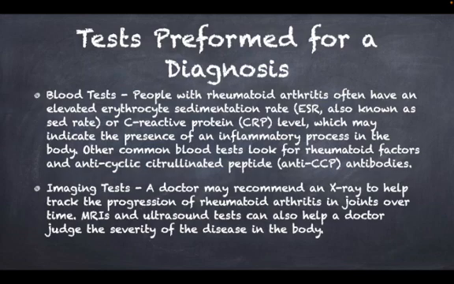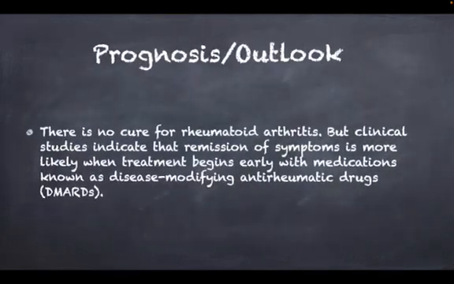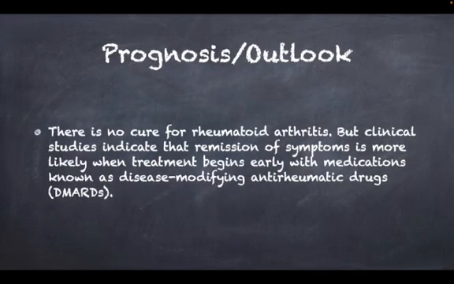Imaging tests. A doctor may recommend an X-ray to help track the progression of rheumatoid arthritis in joints over time. MRIs and ultrasound tests can also help a doctor judge the severity of the disease in the body. Prognosis and outlook. There is no cure for rheumatoid arthritis, but clinical studies indicate that remission of symptoms is more likely when treatment begins early with medications known as disease-modifying anti-rheumatic drugs, DMARDs.